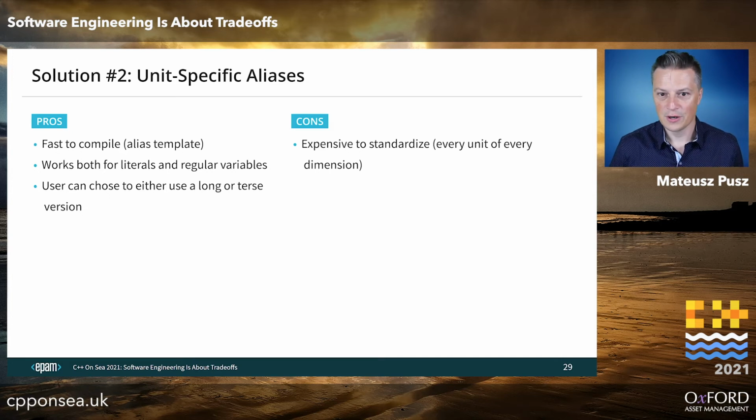Problems that we can find here? Basically, it will be quite expensive to standardize because we have to standardize the alias for each and every unit in the library. And there are quite a lot of units for each dimension. Like, for example, for length or for time, you will have all of the kinds of seconds, right? Like nanoseconds, picoseconds, and so on. And the same for meters and so on. So a lot of units.